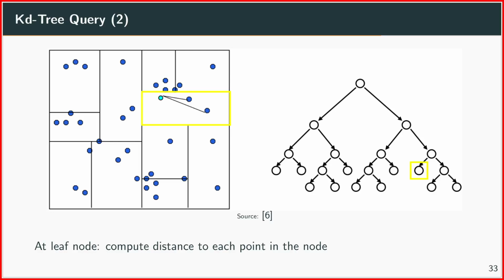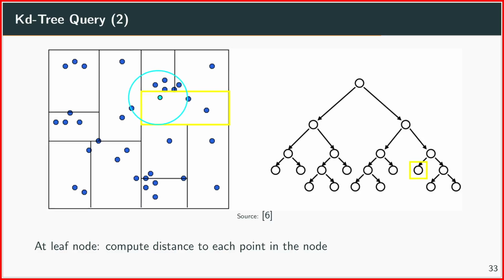In this case, you compute the distance between all the points in this leaf node and the query point. This gives you the nearest point plus a minimum distance to this point. Of course, this minimum distance might not be the overall minimum distance. So you can just draw a circle here. This is the minimum distance to the point in this region.